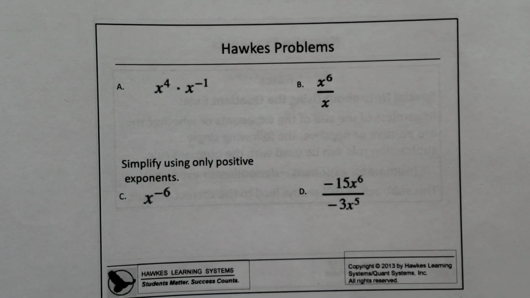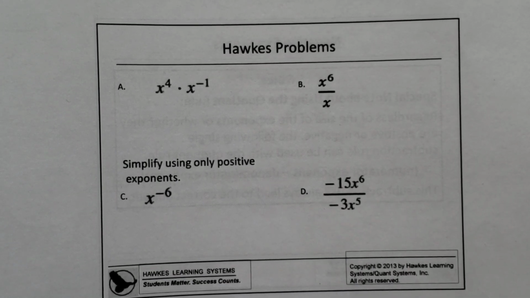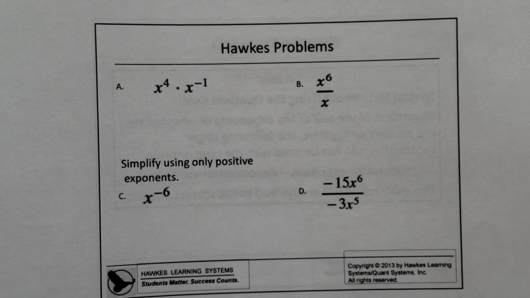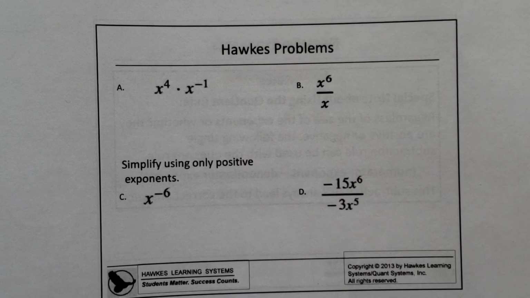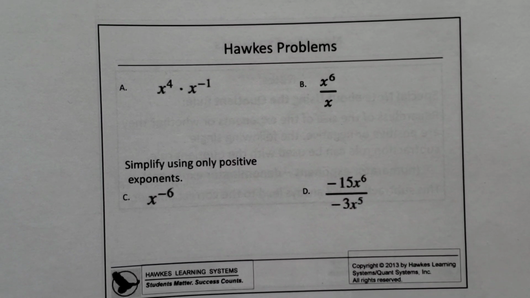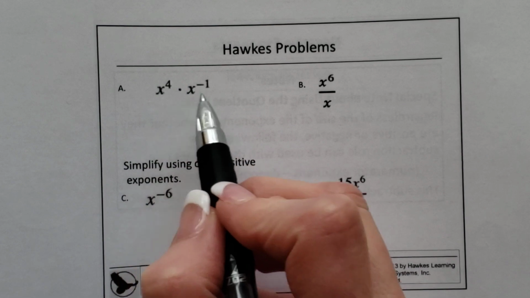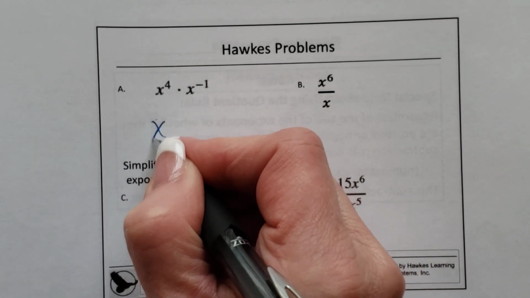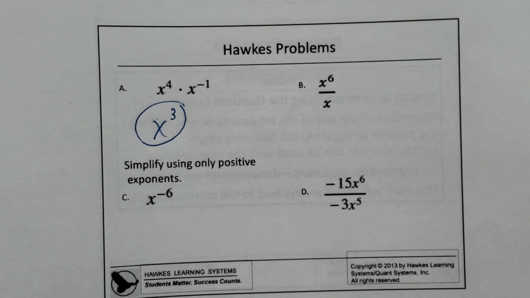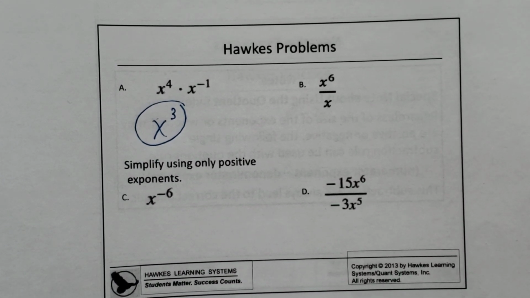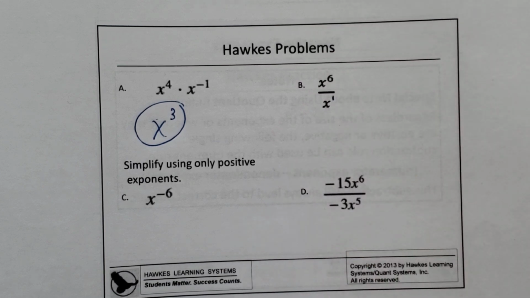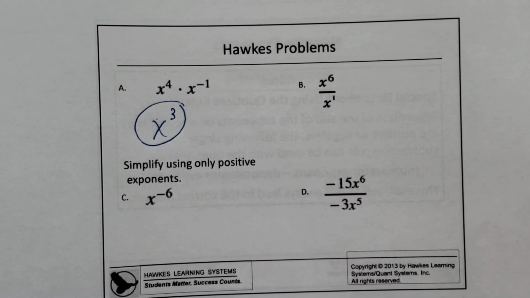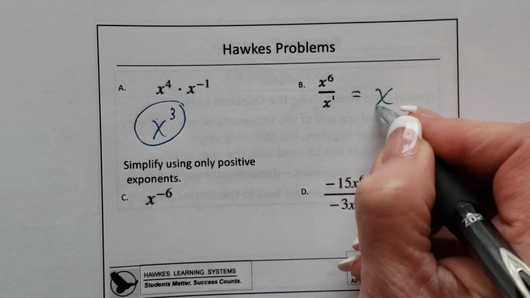This is my Hawks problems that I got when I did the practice. So letter A, I have x to the fourth times x to the negative first. So I'm just going to use my rule for multiplying two numbers that have the same base, which says to add their exponents. So 4 plus negative 1 is positive 3. So there's that one. All right, letter B says x to the sixth divided by x to the first. Well, the quotient rule just says to subtract the exponents. So 6 minus 1 is 5.